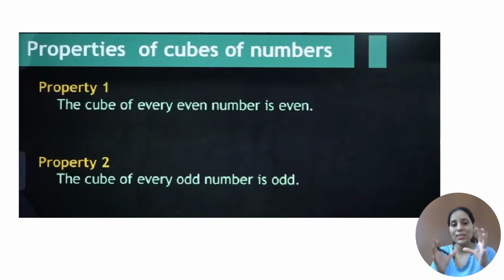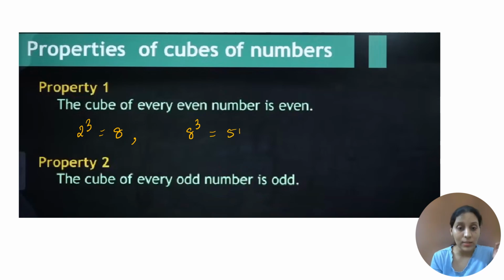Next, properties. In square roots we had so many properties, but this cube root is such a sweet small chapter, you have very few properties. You can just complete it quickly. Now, the first one: the cube of every even number is even. Okay, let us see. When you have these properties, you should at least take 2 to 3 examples to check. So let us take 2 cube. Yes, 2 is a positive even number and the result is also even. Now we can take 8 cube. 8 is an even number, the result is also even.